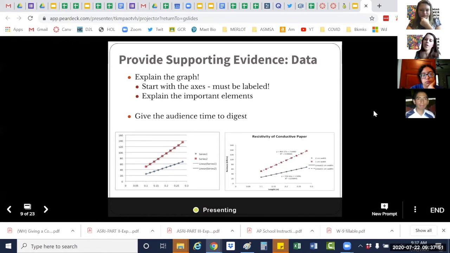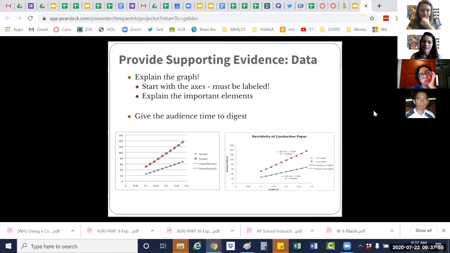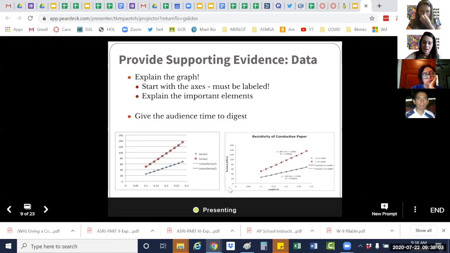So with graphs, you need to take the time to explain the graph, particularly when it is a little less self-explanatory. I always start with the axes, and it's important those have to be labeled. This over here, I give a big sad face. There's nothing labeled. There's no way to understand what any of this data means.